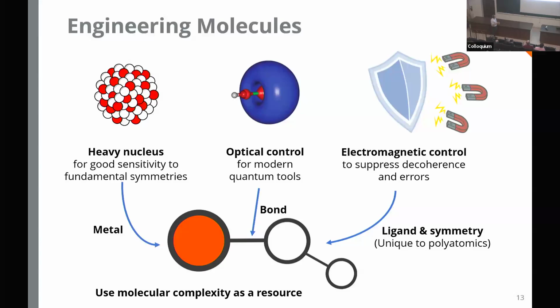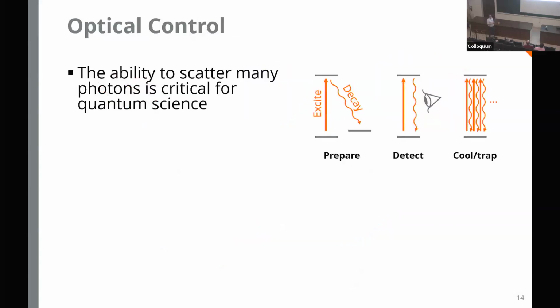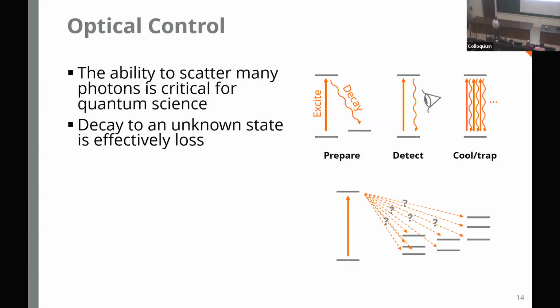So by optical control, what I really mean is the ability to scatter many photons, which is a very basic ingredient for a lot of atomic quantum science experiments to, for example, optically pump to prepare some state, or to transfer population, or to scatter photons to detect fluorescence, to measure states. Or if you can scatter enough photons, since photons have momentum, you can apply forces, including cooling and trapping forces. So these are very basic steps in, say, atomic clocks or atomic quantum simulators or quantum information processors.